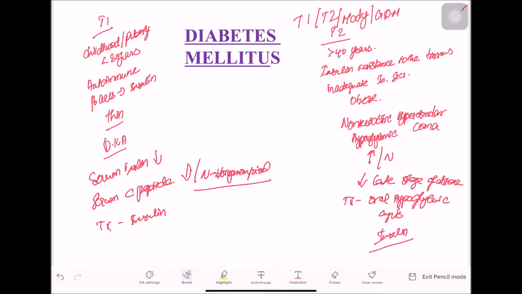So type 1 occurs in childhood or puberty, is an autoimmune disorder with decreased insulin secretion, body type is thin. The common acute complication is diabetic ketoacidosis, serum insulin will be low, serum C peptide will be low, and treatment will be insulin. Type 2 occurs in more than 40 years, with insulin resistance, body type is obese, acute complication is non-ketotic hyperosmolar hyperglycemic coma, serum insulin will be increased or normal, C peptide will be decreased in the late stage of disease, and we will give oral hypoglycemic agents.